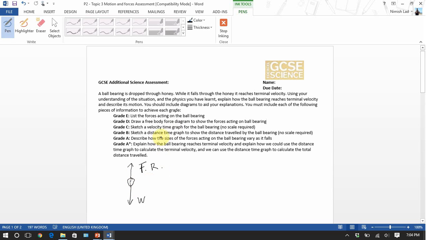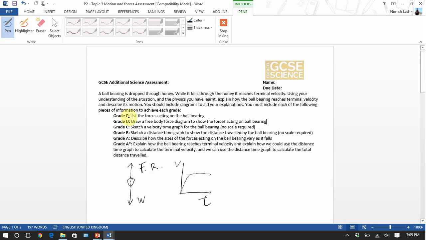Sketch a velocity time graph of the ball bearing. There's no scale actually required for this diagram. We just need a quick little sketch to say what we think it's going to look like. So here's our velocity time graph, velocity on this axis, time on this axis. Remember, it's going to accelerate to begin with, then accelerate less and less with time, and then level off. This is the bit where it reaches terminal velocity. Remember, the acceleration decreases due to air resistance increasing.